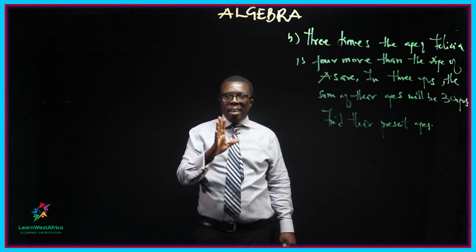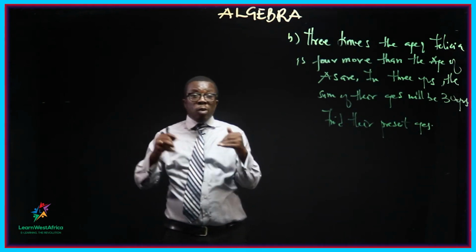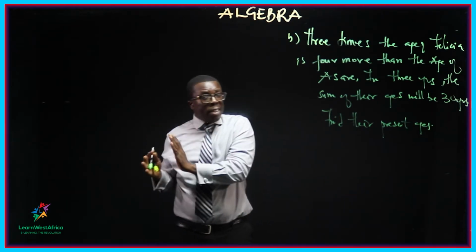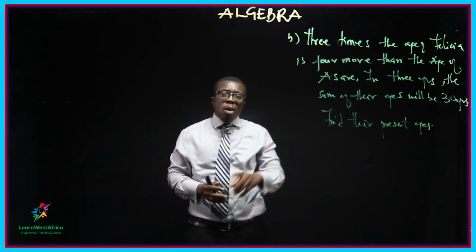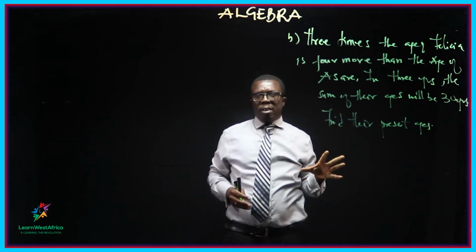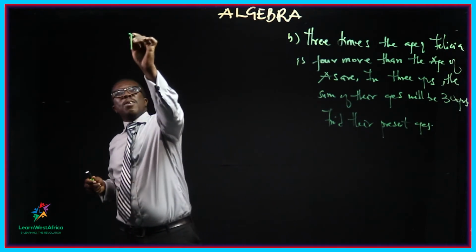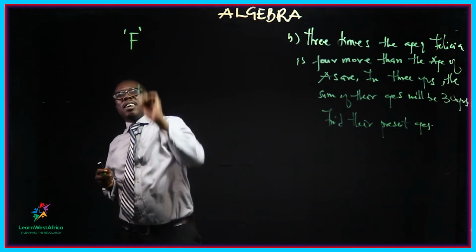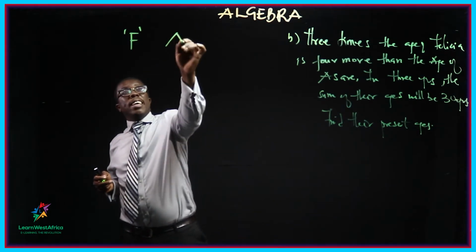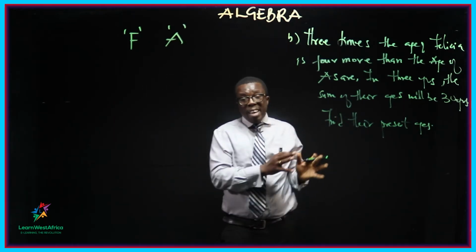Then look at what is involved: the ages. Each person's age needs a letter, and the letters should be different, either of them. Now for Felicia, use F, and for Asari, use A, because the ages are not the same. So Felicia's age is F and Asari's age is A.